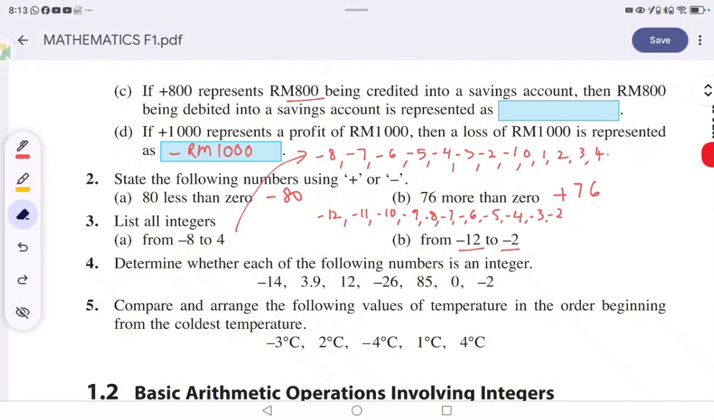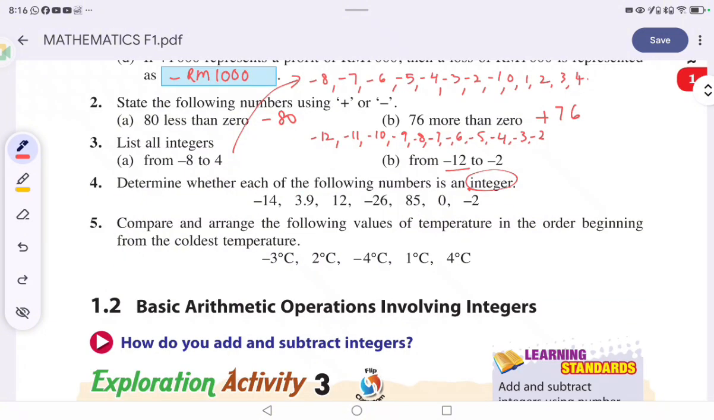Okay, now you go to number 4. Determine whether each of the following numbers is an integer. Negative 14, negative 26 and negative 2 are integers, negative. And then this 12, 85 is an integer, positive. 0 is also an integer number. But this one is a decimal number. So a decimal number is not an integer.